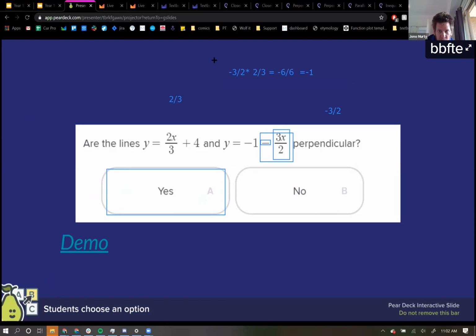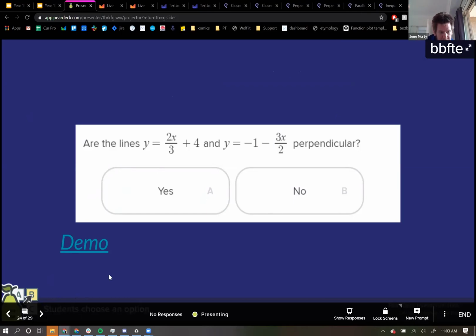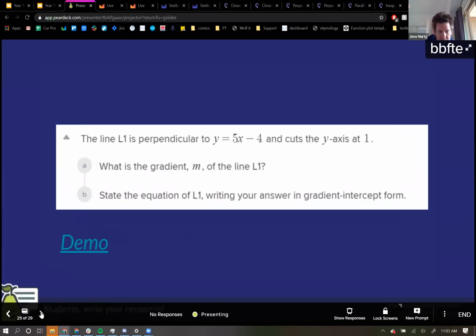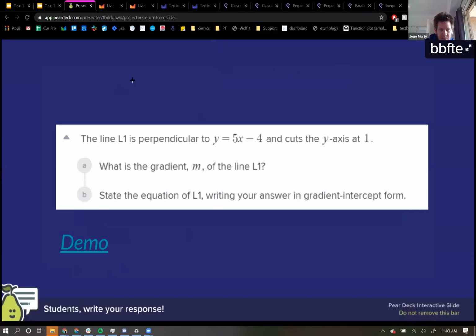And one last thing we'll go over. I know you've probably got other classes to go to. Oh, that's the same one, easy. This is the other type of question you'll get, similar to the one we looked at with the parallel lines. A line is perpendicular to y equals 5x minus 4 and cuts the y-axis at 1.